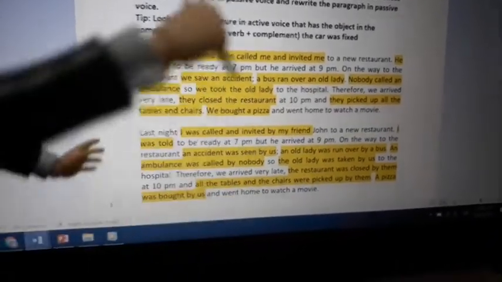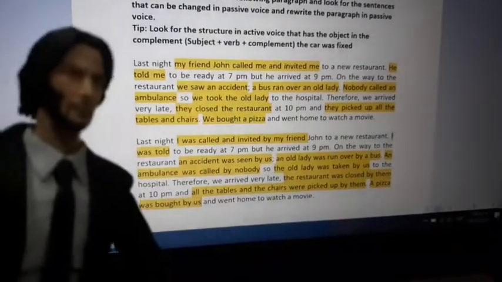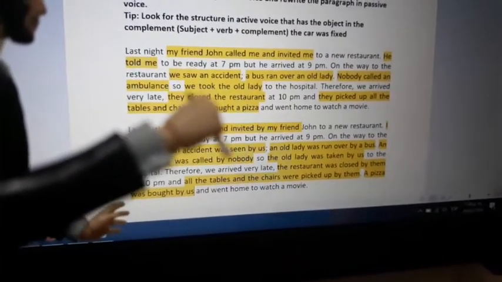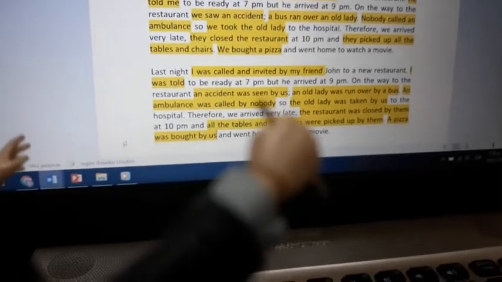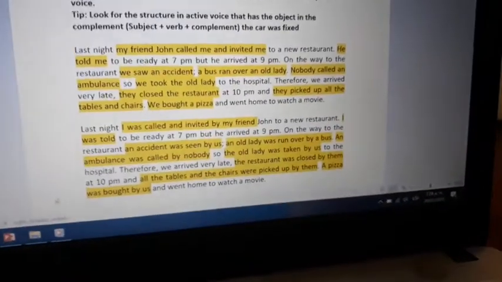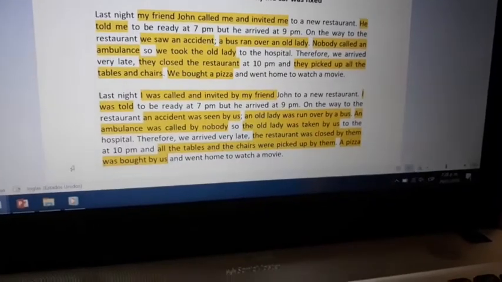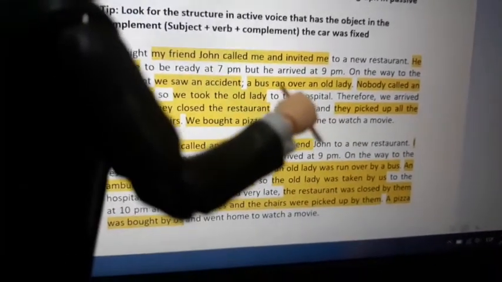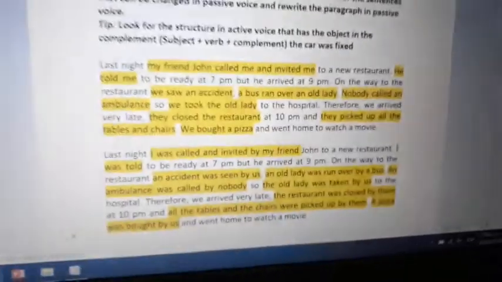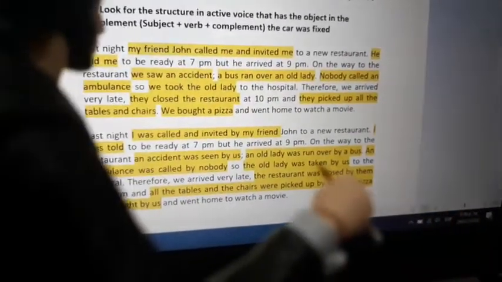On the way to the restaurant, it says, we saw an accident. Again, subject, we, verb, saw, an accident. So that means we can change that into passive voice. An accident was seen by us. That will be the answer. Then we said, we saw an accident. A bus ran over an old lady. Subject, verb, and an object. So: An old lady was run over by a bus.